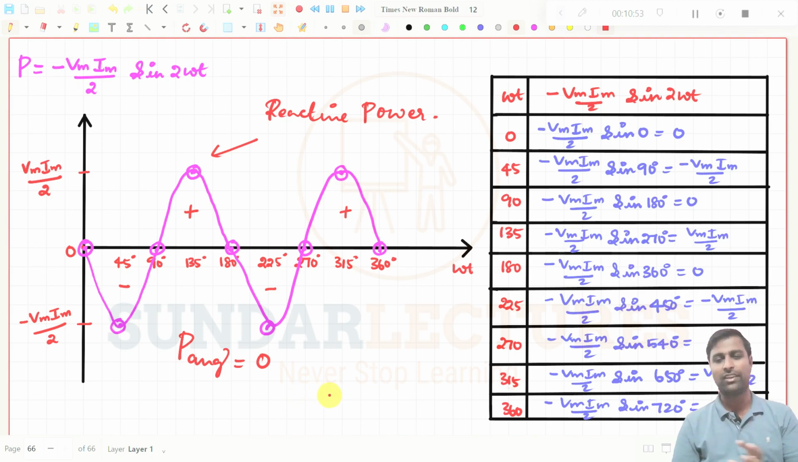So many things we have learnt in this particular lecture, and if you go through these, it will help you in learning the purely capacitive circuit.